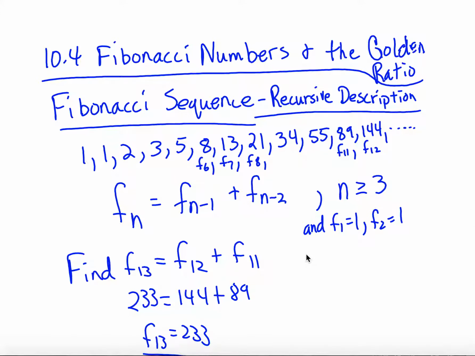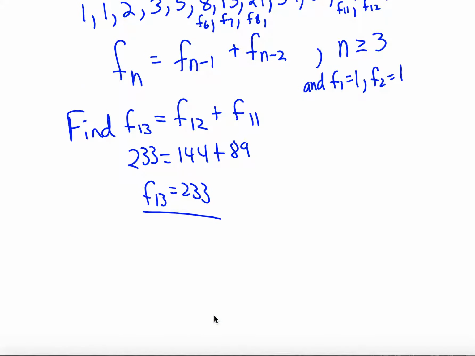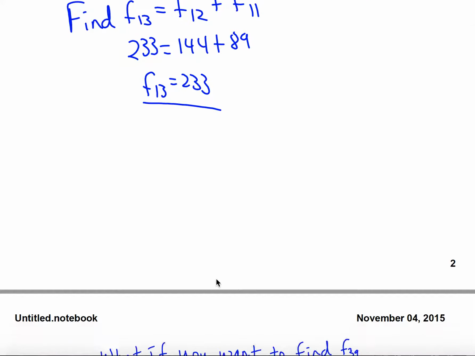So if I want to find the 13th term, I need the 12th term, because 13 minus 1 is 12, and the 11th term, because 13 minus 2 is 11. So I need the 12th term plus the 11th term. I need the 89th, which is the 11th term, and 144, which is the 12th term. If I add those together, I get that the 13th term is 233. And you can do this forever. You can keep creating all the Fibonacci numbers as far as you want to go.